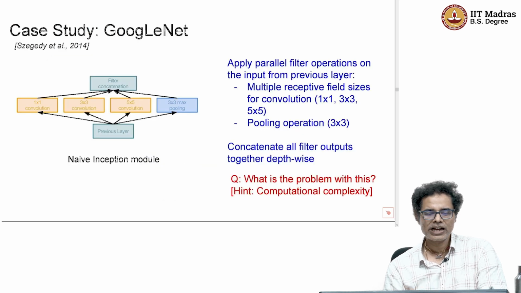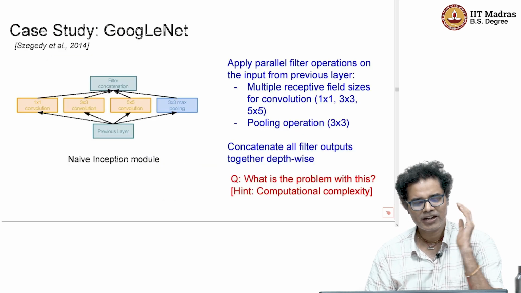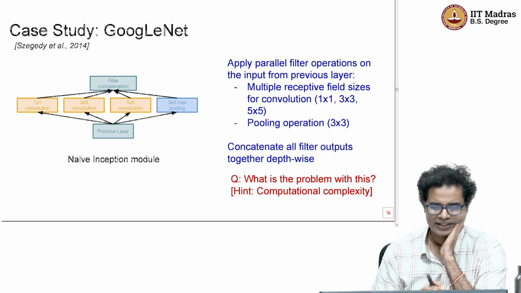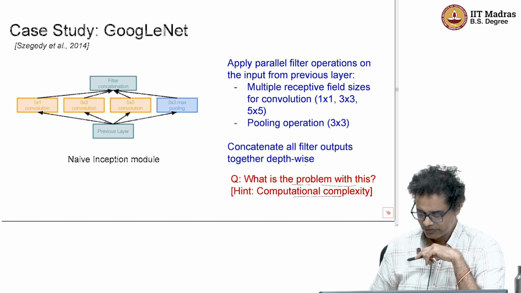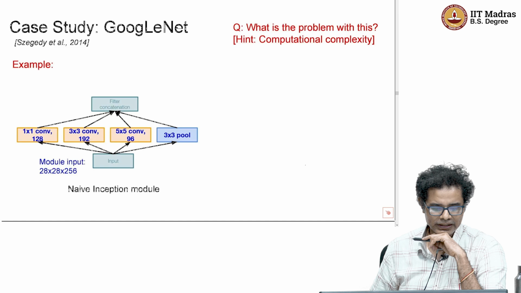So now let's look at, as we have said, this has too many computations. Let's look at how much computation it has. So the problem is computational complexity. Now let's look at where it arises from.